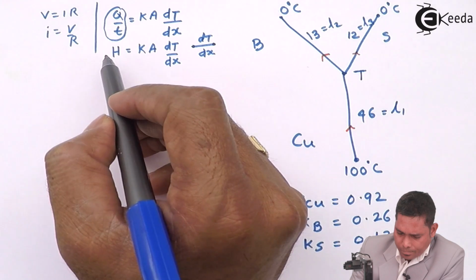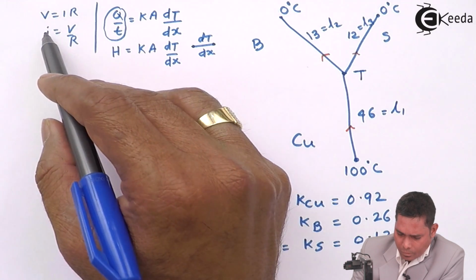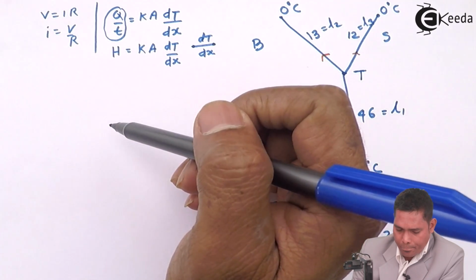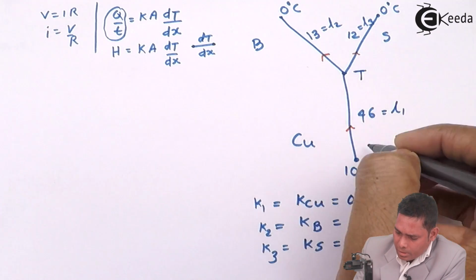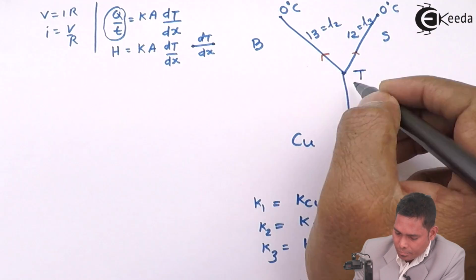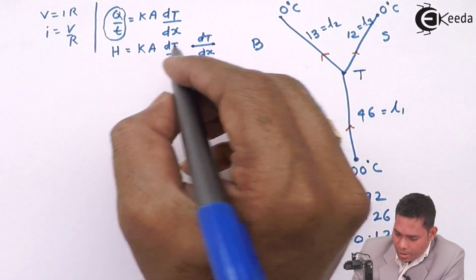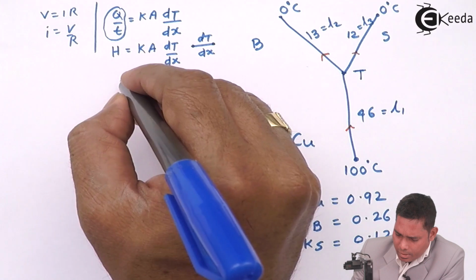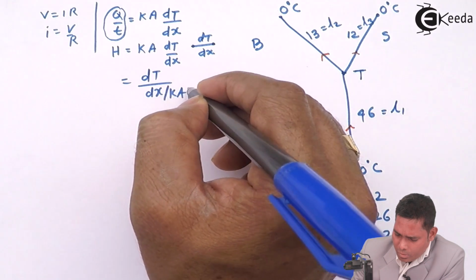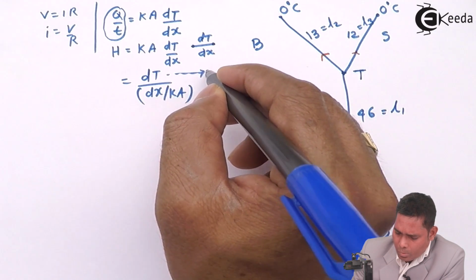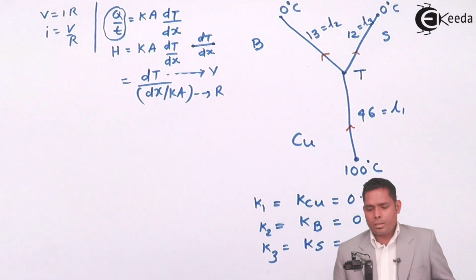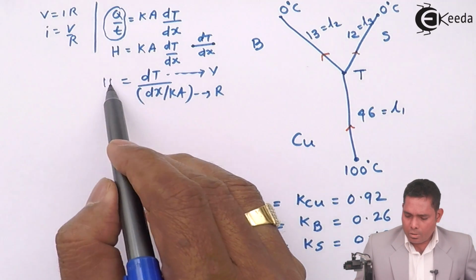Because of the potential difference, current flows. Because of the temperature difference, the heat flows. The concept is basically the same. Now I have to write the equation for heat. The incoming heat is equal to the heat going out. Just like the current V by R, I can write this as the temperature difference divided by dx over KA. So this plays the role of potential difference, and this whole thing plays the role of resistance in heat flow.